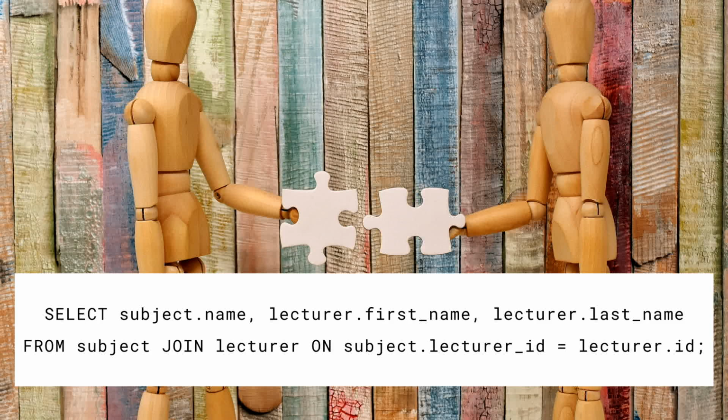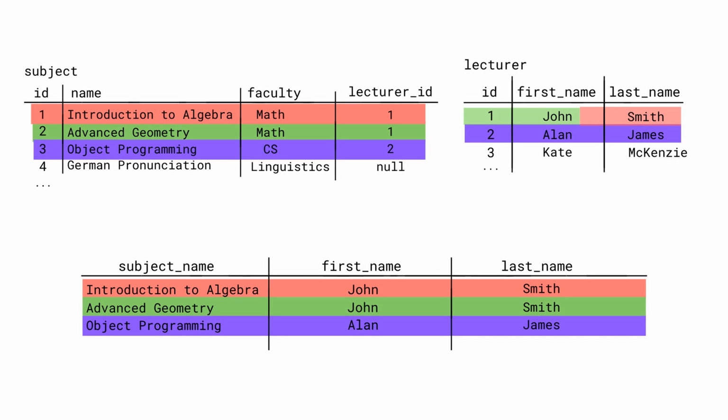Take a look at the query, which we are showing now, as this is a complete instruction that you can run in your database console. The query will return 3 rows in the result, as shown on the screen. Introduction to Algebra and Advanced Geometry were joined with John Smith, whereas Object Programming was joined with Alan James.